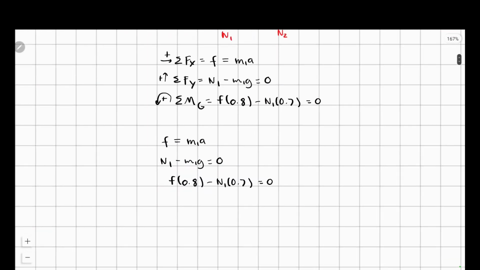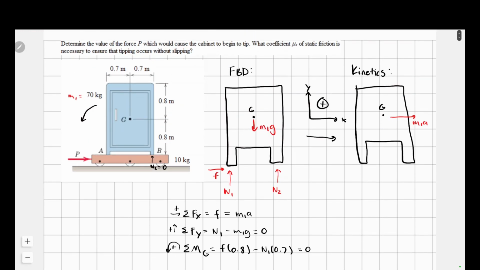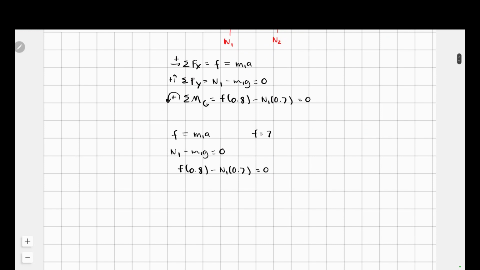Alright, so we just need to replace our given values with what we have. So M1 up here is 70 kilograms, so F equals 70A. N1 equals M1G, which equals 70 times 9.81, which equals 686.7 newtons. So you just calculate that with your calculator. So we have N1.